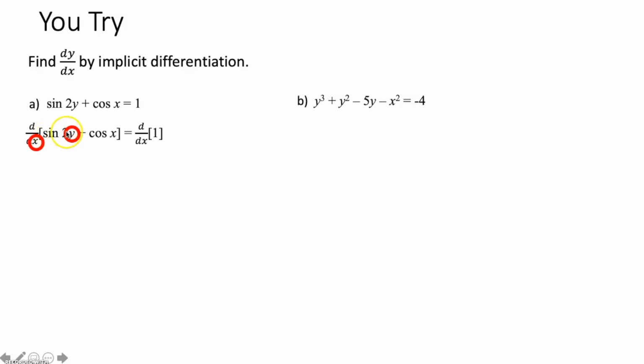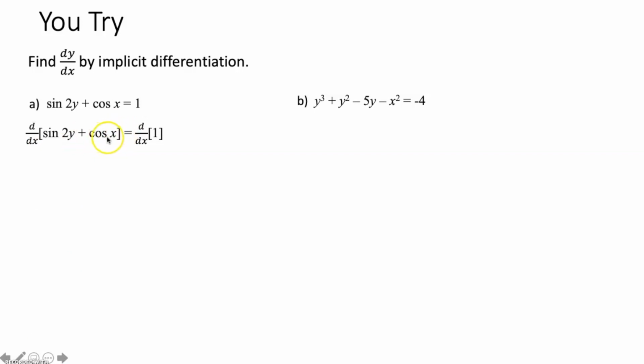Derivative of sine of 2y. Oh, I have a function within a function. So this actually requires the chain rule. So I'm going to take the derivative of sine, which is cosine, so it's going to be cosine of 2y, times the derivative of 2y, which is 2 times 1, times my dy dx. So it'll be just 2 times dy dx.